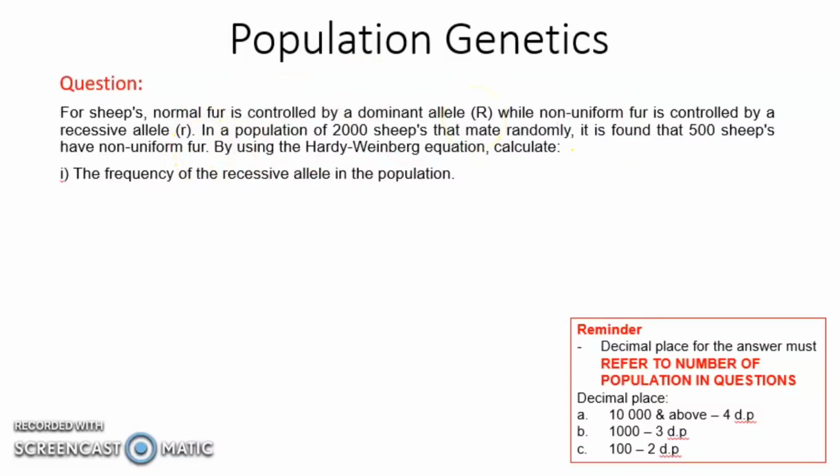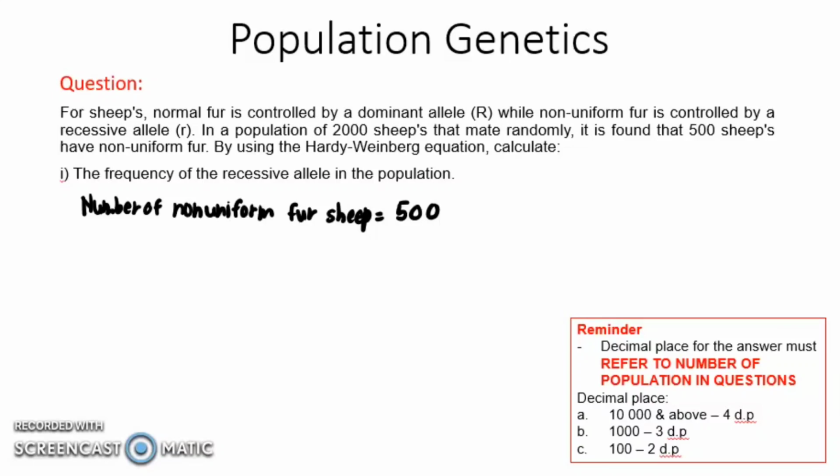So we can write here: non-uniform fur. Or we can put here the number of non-uniform fur. The number of non-uniform fur sheep is equal to 500. And then by using the Hardy-Weinberg equation, calculate the frequency of the recessive allele in the population.